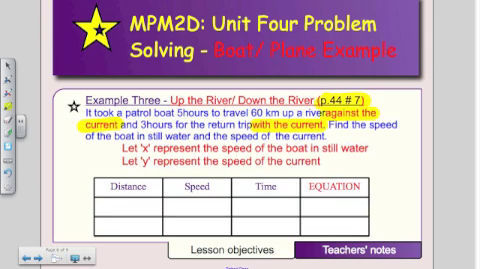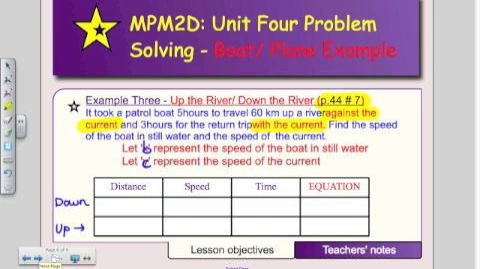I'm going to write it down here. The first line is going to represent down the river, and the second one is going to represent up the river. Now instead of x and y, I want to let B represent the speed of the boat and C represent the speed of the current. That will actually be easier for you to understand.